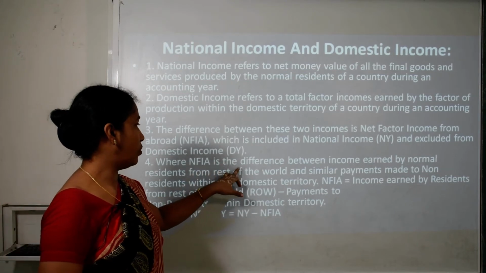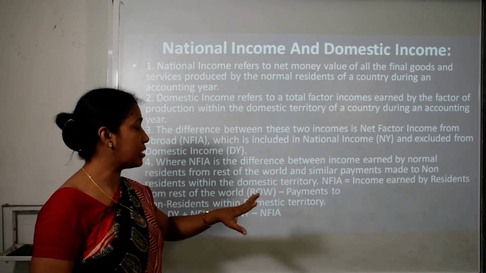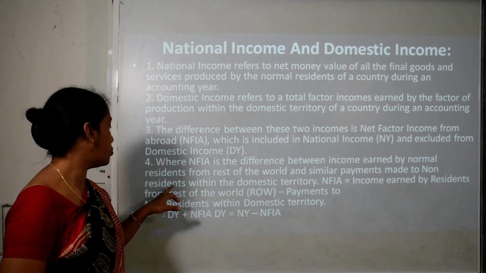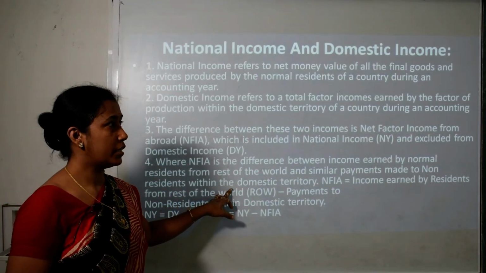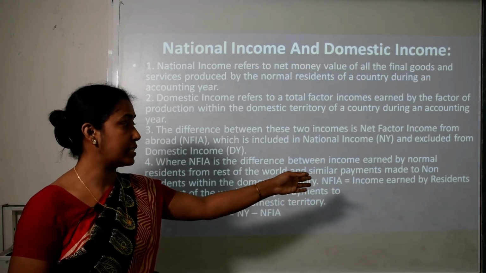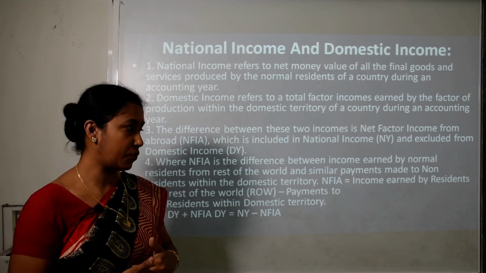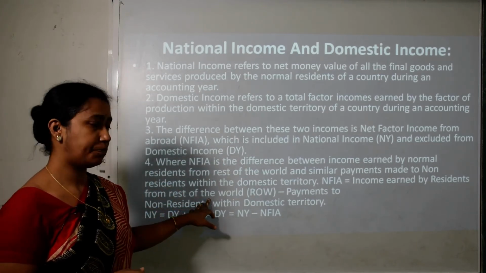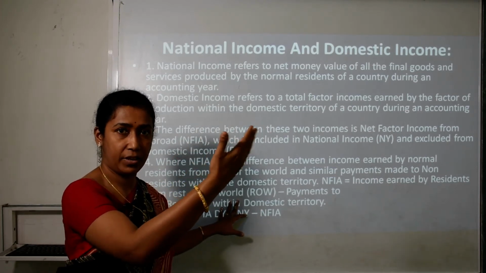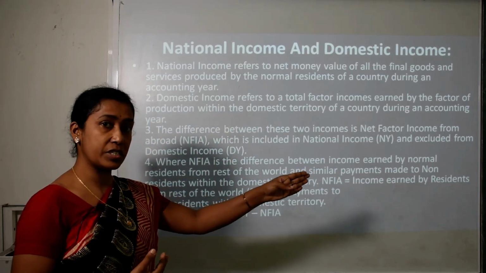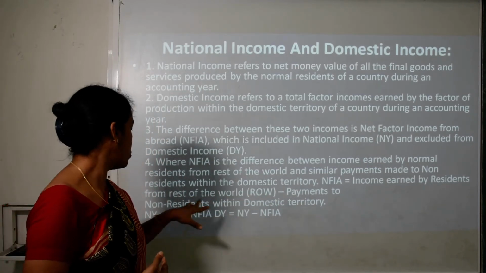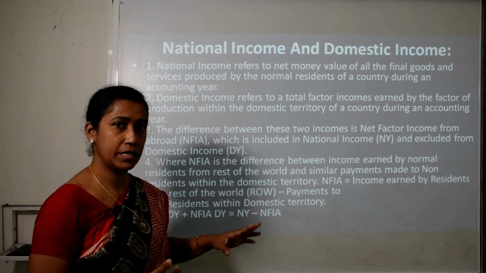Whereas net factor income from abroad is the difference between income earned by normal residents from the rest of the world, and similar payments made to non-residents within the domestic territory. That is, net factor income from abroad can be calculated as income earned by normal residents of the country from the rest of the world. It can be that somebody who is a normal resident of our country is staying away in other nations. So, income earned by residents from the rest of the world minus payments to non-residents within domestic territory.